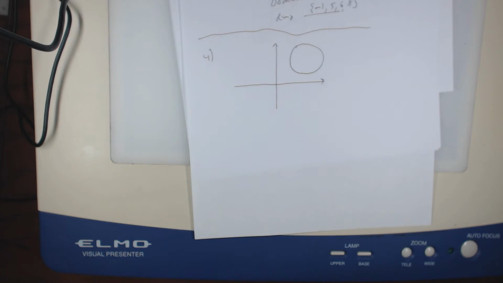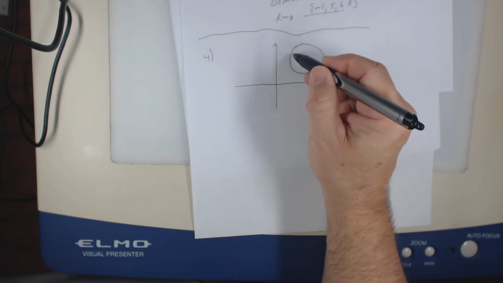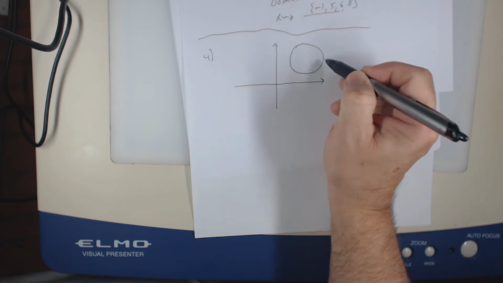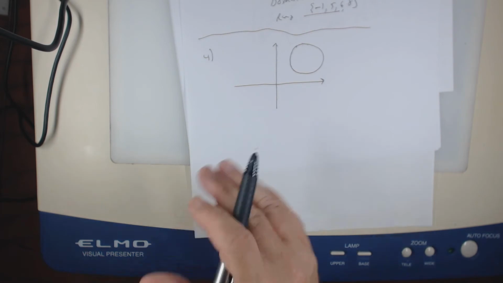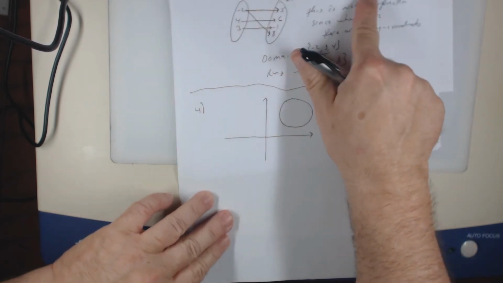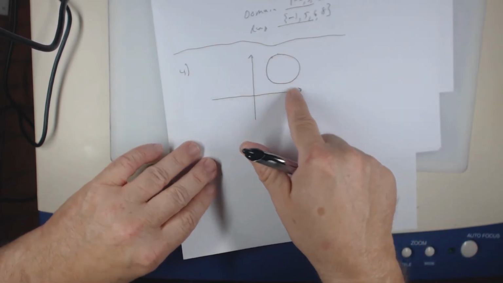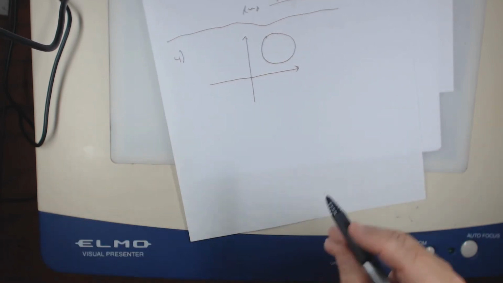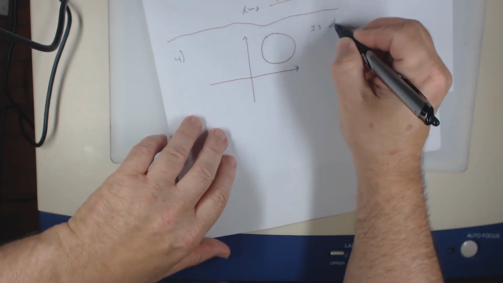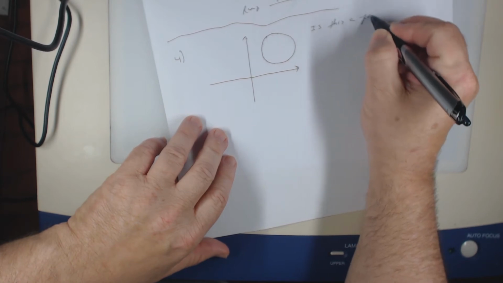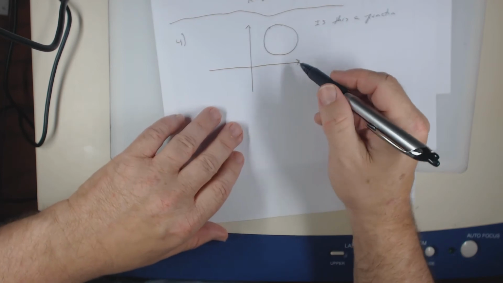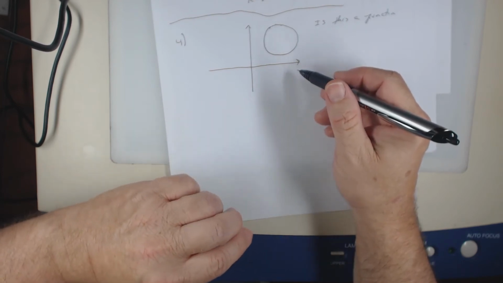Yeah. Well, how do you know that's a relation? Because a circle is made up of points, and points are ordered pairs. So is this a set of ordered pairs? Yeah, so relations not only are represented by a set of ordered pairs, but it could also be represented by a graph. So that's relation. Now the question is this a function? No. All right. Well, mathematically.